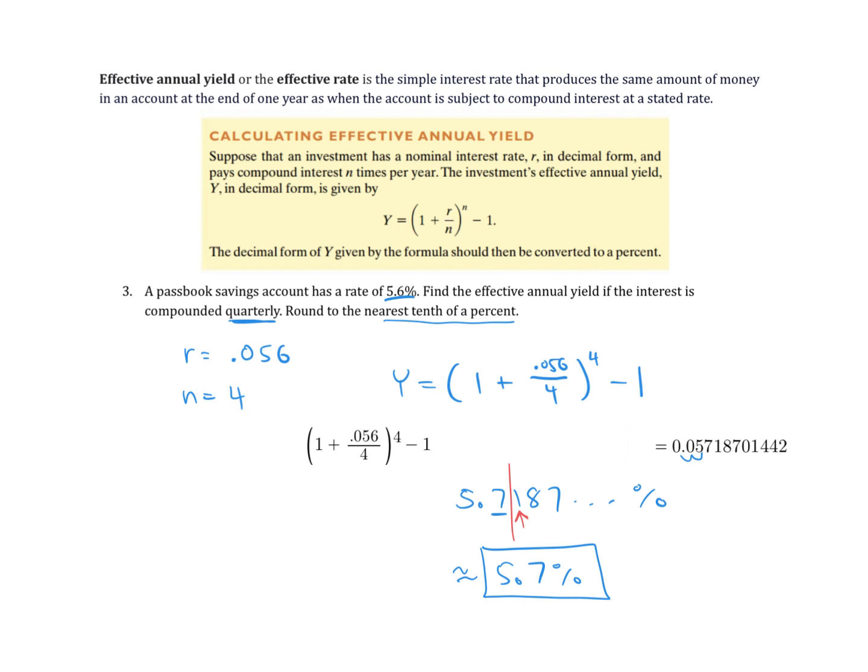Sometimes banks use these numbers in advertising because this number looks higher than that one, when in reality it's the same amount that you would achieve in a year.